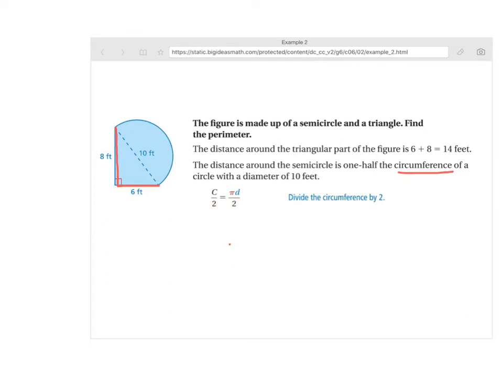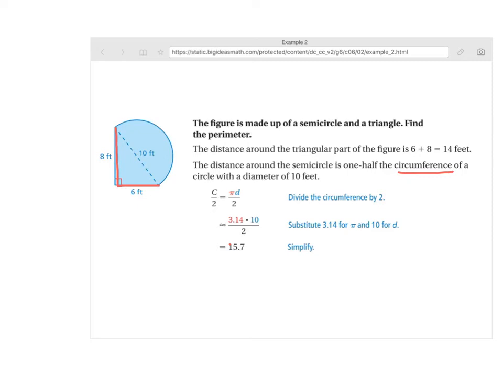Our formula for circumference is pi times the diameter. Remember, pi is 3.14. So I'm going to do 3.14 times the diameter, which in this case is what? 10. And then when I have that answer, that would be the whole circle. Well, we want half the circle, so once I have that answer, I divide it by 2. So when you divide it by 2, you'll get 15.7.